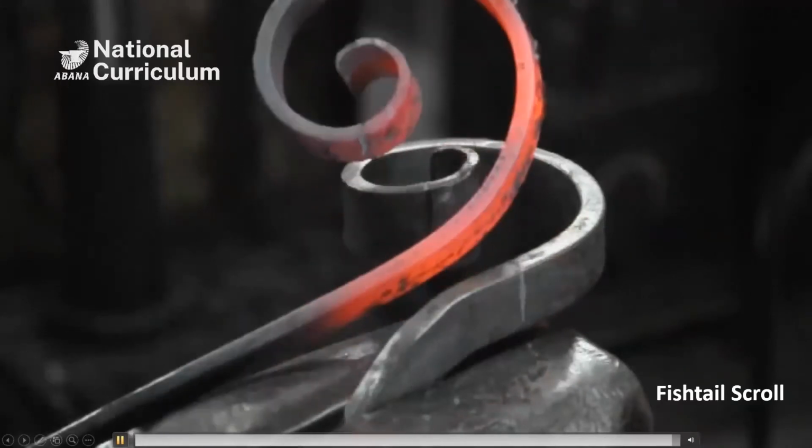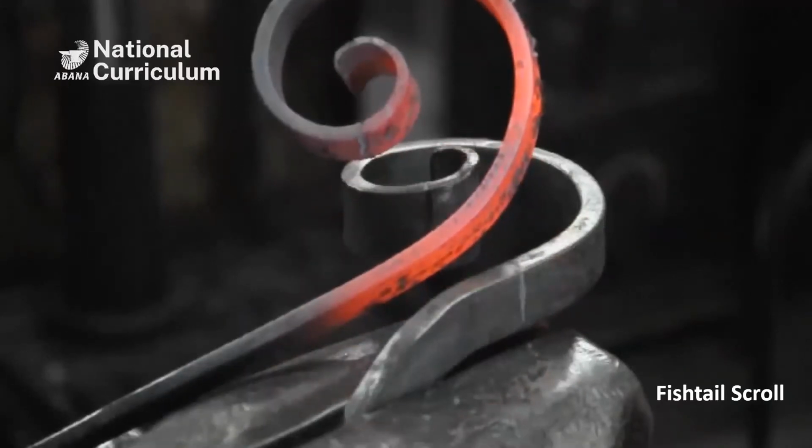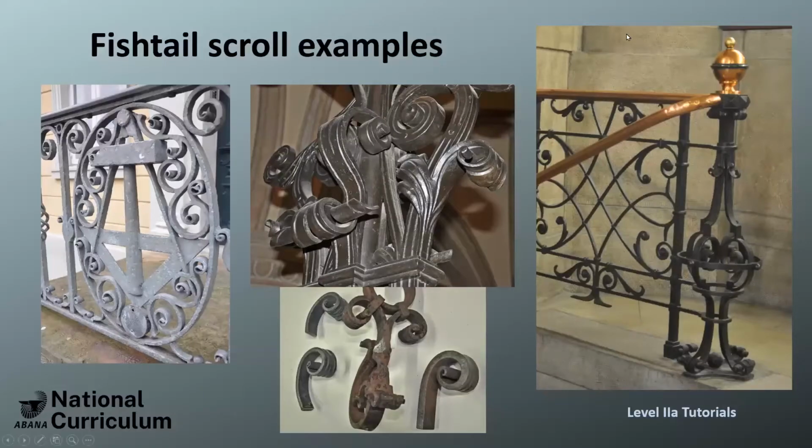Here we are, scroll number 2. Show you a couple of fishtails. Here's one that is kind of crude, just thinned out and scrolled, although it's forge-welded here, so it's not that crude. And here's a fancy one that's really flared out wide and even split.